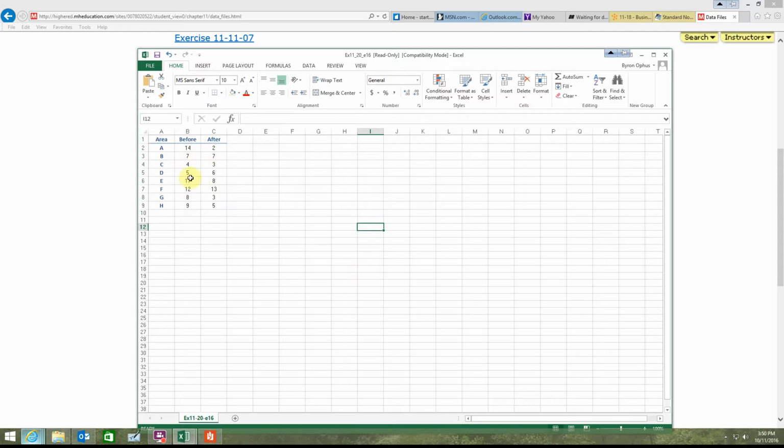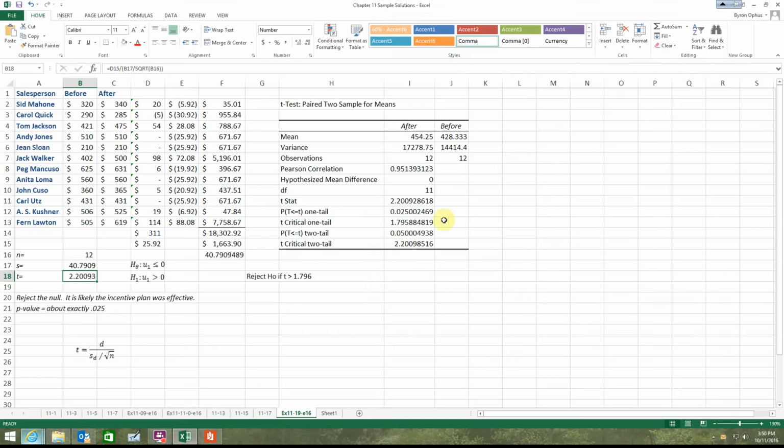That way you're less likely to, although, you know what, I have found an error in the download before, but hopefully you're less likely to. 14, 7, 4, 5, 17, 12, 8, 9, looks okay. 2, 7, 3, 6, 8, 13, 3, 5, there you go. Okay, so you can download the data, and it sets it up.